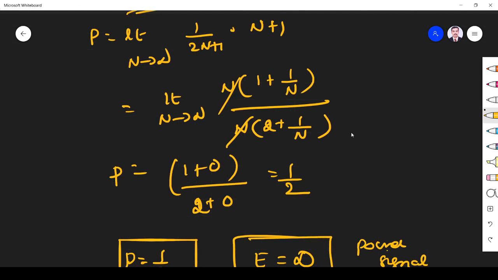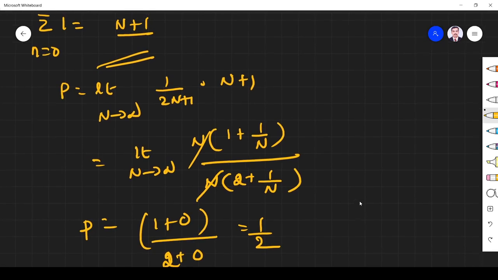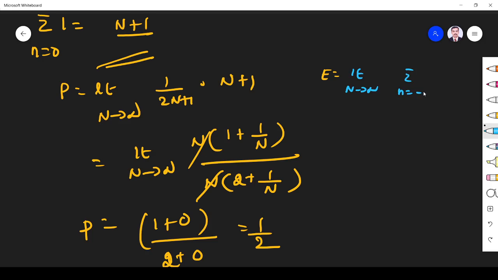So simple. Clear? Why? Up to here I can again prove it in the simplest way. What is E? E is given by limit n tends to infinity, summation n goes to minus n to plus n, x of n whole square. What is the only difference? The 1 by 2n plus 1 is not there.